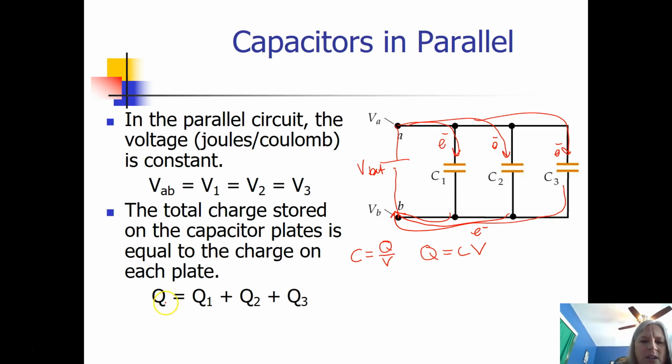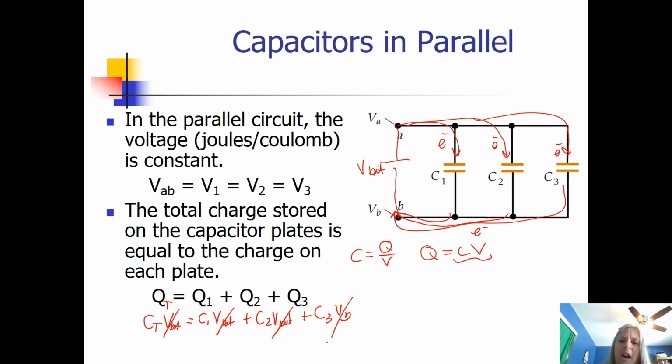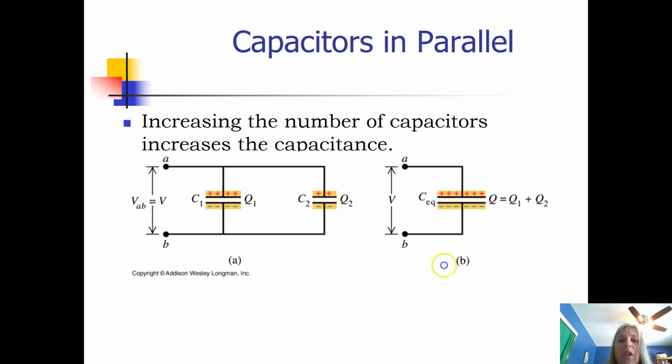And so we're going to call this the charge total, and instead I'm going to put in this: the capacitance total times the voltage, which is just the voltage of the battery, is equal to Q1. So that would be the capacitance one times the voltage of the battery, plus the capacitance of the second one times the voltage of the battery, plus the capacitance of the third one times the voltage of the battery. And since the voltage of the battery is the same for all, we can cancel that out, and I come up with the total capacitance.